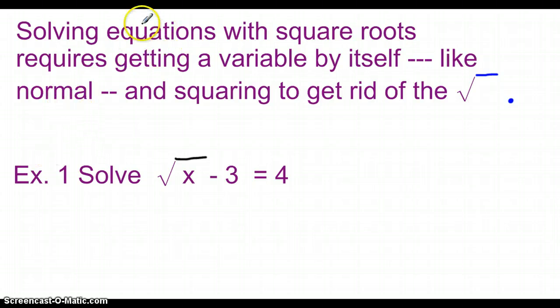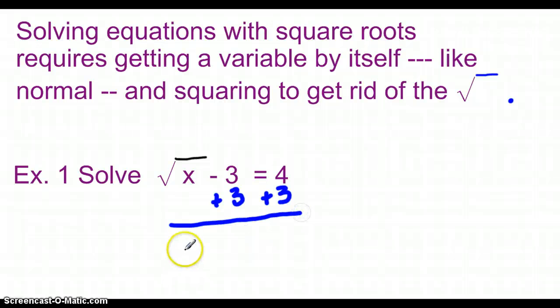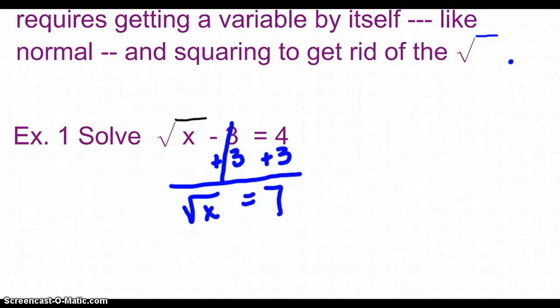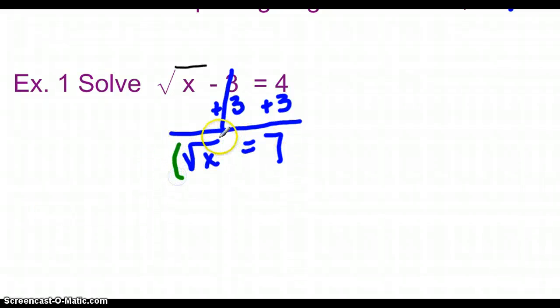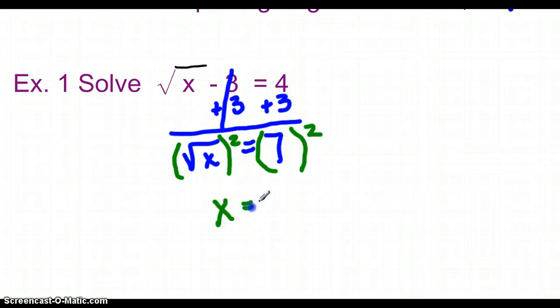First of all, just like I said, solving equations with square roots requires getting the variable by itself, just like you normally would, and then squaring to get rid of the square root. In this one, the square root is over the x. So if I add 3 to both sides, the square root of x is going to equal 7. Then, in order to get rid of the square root, I'm going to square both sides. The squaring and the square root cancel each other out, and I'll be left with just an x. And 7 squared is 49.